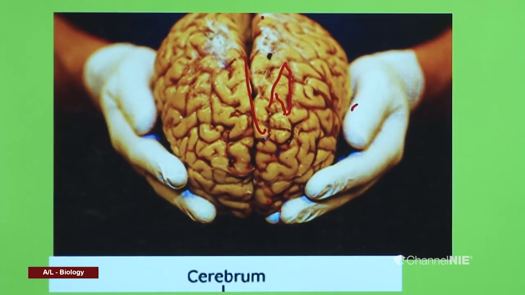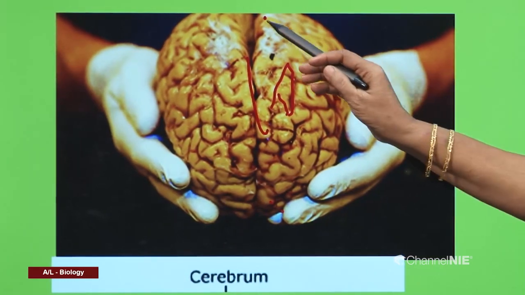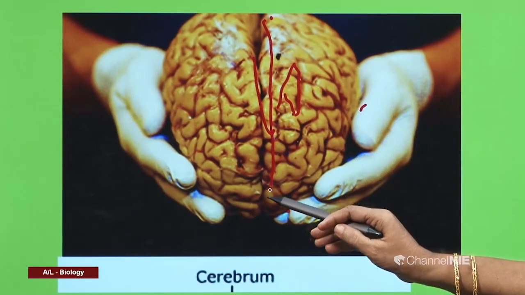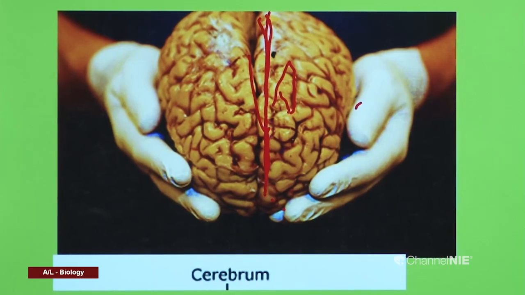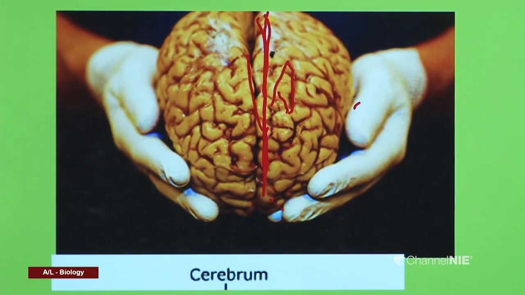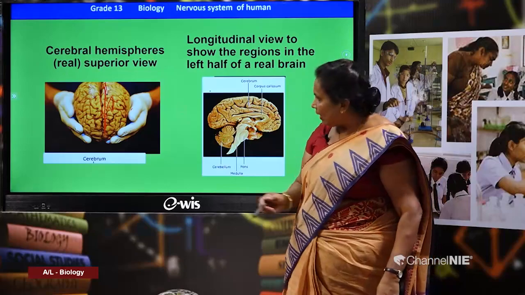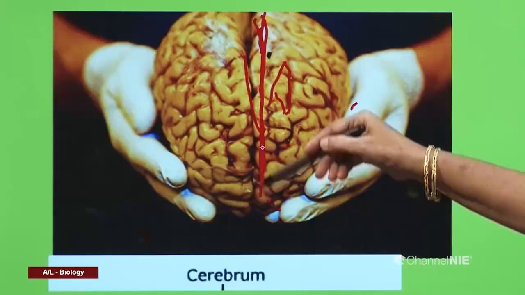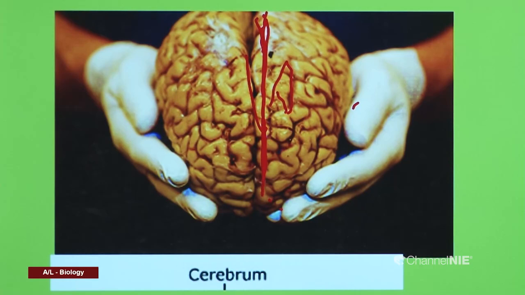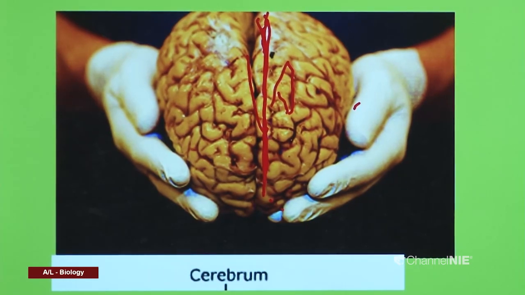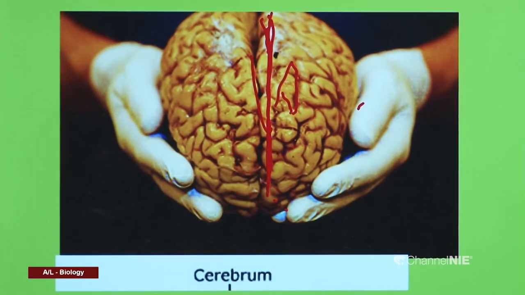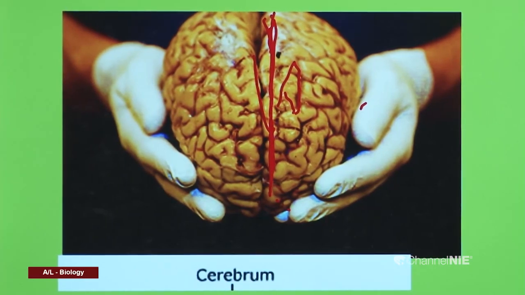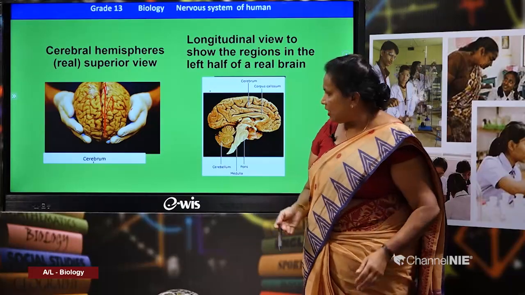Now you can see another important thing. There is this type of cleft. This is called the longitudinal groove. It is present along the length of the brain. Did you understand? This is a longitudinal groove. It separates the cerebrum into two parts. The right side is known as the right hemisphere, and the left side is known as the left hemisphere.